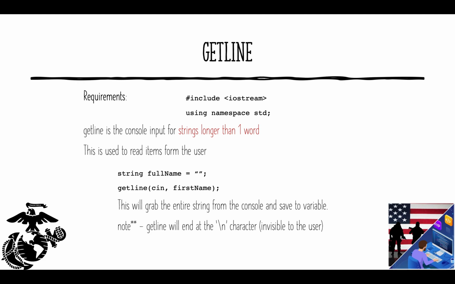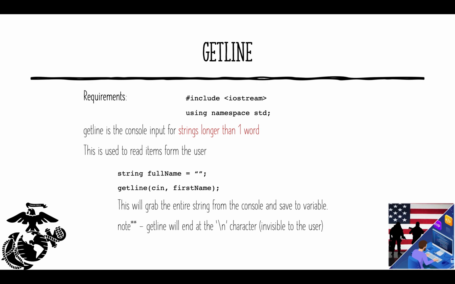So we're going to do some comparing and contrasting of the cin and getline, but cin only grabs a small portion of the input, while the getline will grab the entire portion of the input. So again, we still need to utilize our include iostream and using namespace std, and the getline is the console input for strings longer than one word. Okay, so this is used to read items from the user that are a first and last name. If it's separated by a space, anything that is separated by one space or more, you need to utilize the getline function instead of cin.